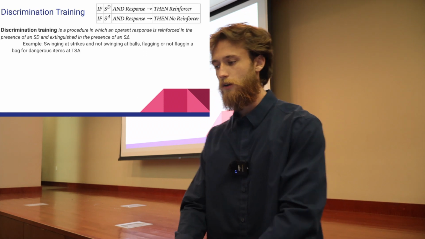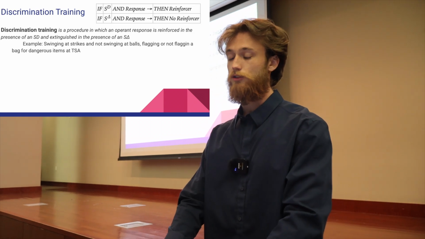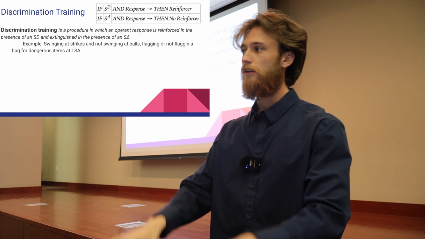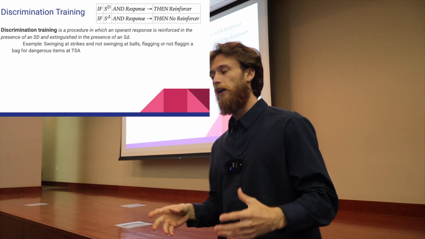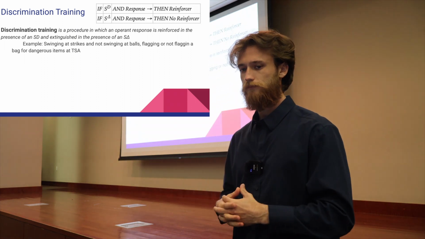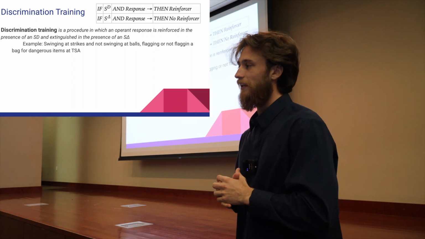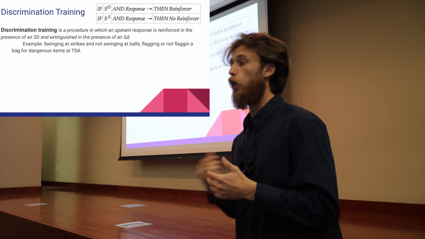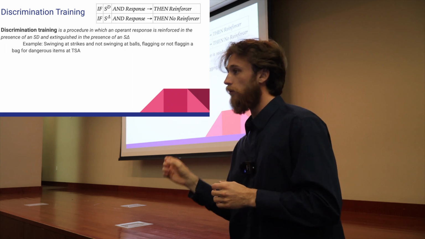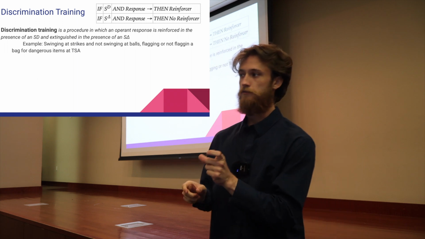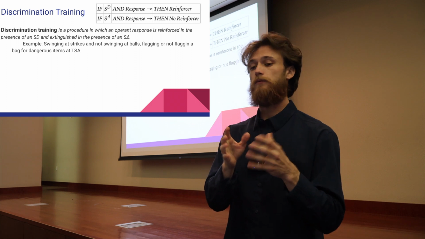Okay, so now we'll talk about discrimination training. And a little example to relate it with applied settings in kids with autism. Let's say we want to teach the kid the difference between cars. This is a car, this is a truck, this is an SUV, this is an 18-wheeler, right?